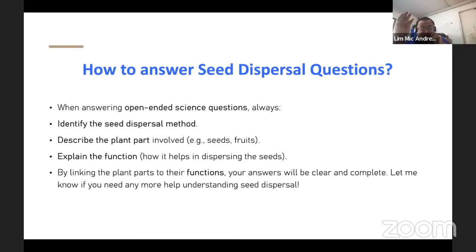What is the method used by this plant, based on what you see in the picture in the paper? What seed dispersal method does this seed use in order to grow a new baby plant? Then you explain the plant parts involved, like the seeds and the fruits, and explain in more detail how this function of seed dispersal helps the seeds to grow a new life. By linking all the plant parts to their function, your answer will be clear and complete.